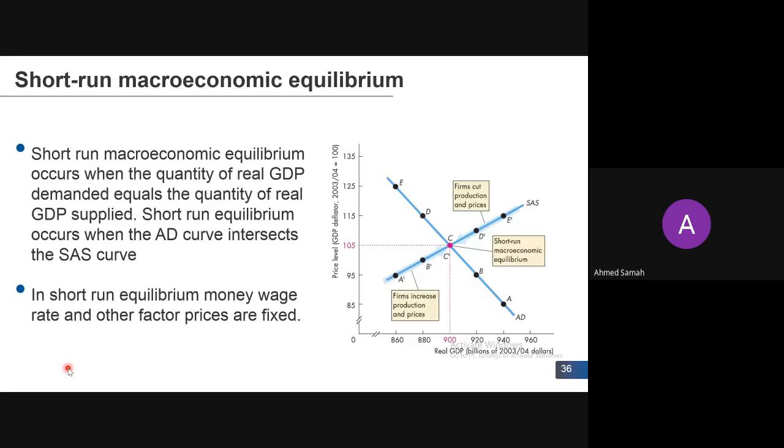Then we'll talk about the macroeconomic equilibriums. First, we will highlight the short term.